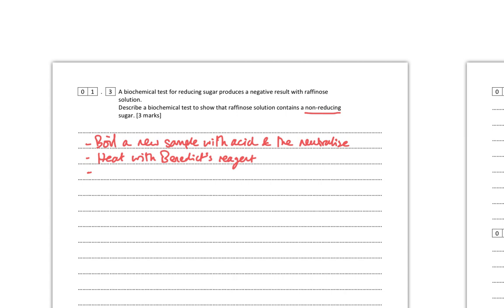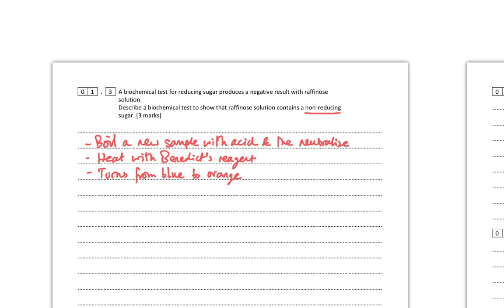So it's describing the test. It turns from blue, the color of Benedict's, to, I'm going to say, orange. There's a range that you can put. Semi-quantitative is the Benedict's test.